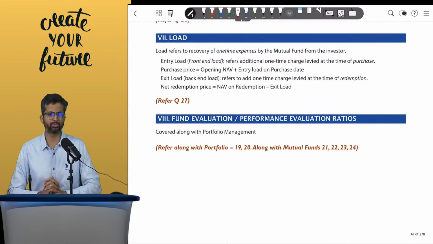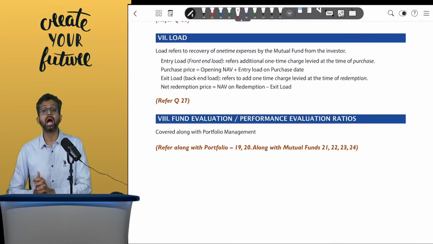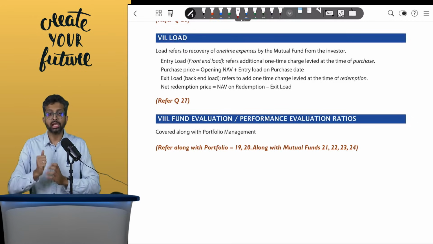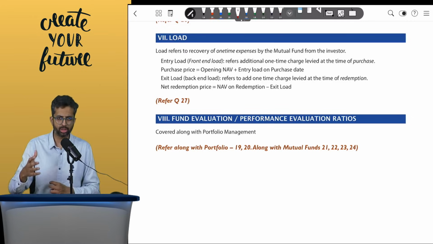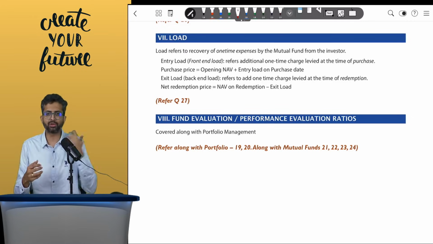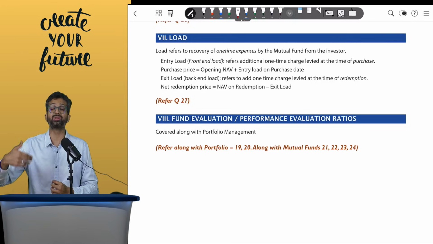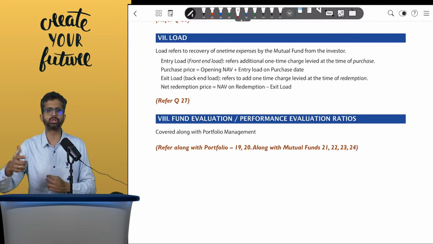There is also a concept of load, which is not very popular these days, but load refers to the money or additional charges. Like if I were to enter into a fund, at the time of entry, the fund might have to incur certain costs, and hence they might charge you what is called an entry load, which is to be added to the NAV to find how much money has to be paid.